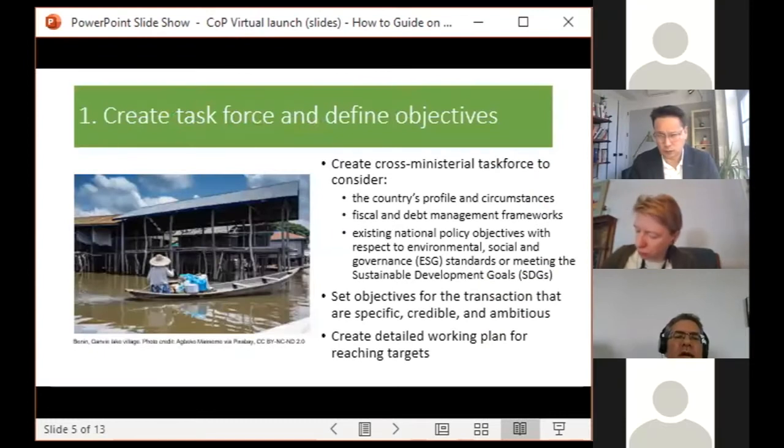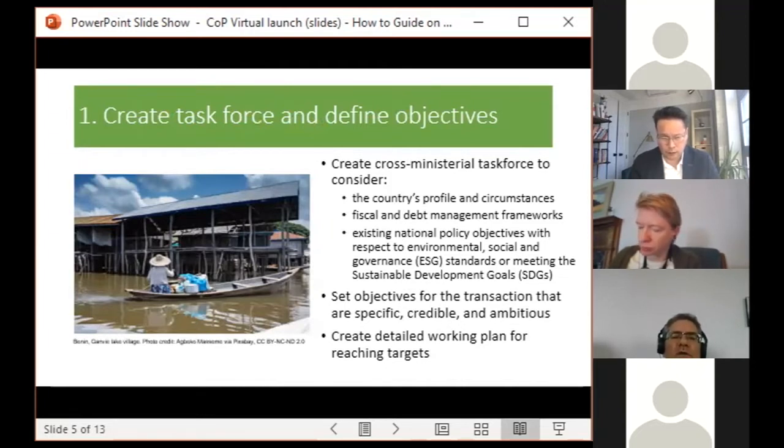So the first step here is creating the task force and defining the objectives. The task force we consider would be involving the Ministry of Finance, possibly the Ministry of Planning if that exists in the respective country, crucially the Ministry of Environment as well, and possibly some other key ministries, perhaps the Ministry of Agriculture or the Ministry of Energy. And they would need to appoint focal points who would lead the process.